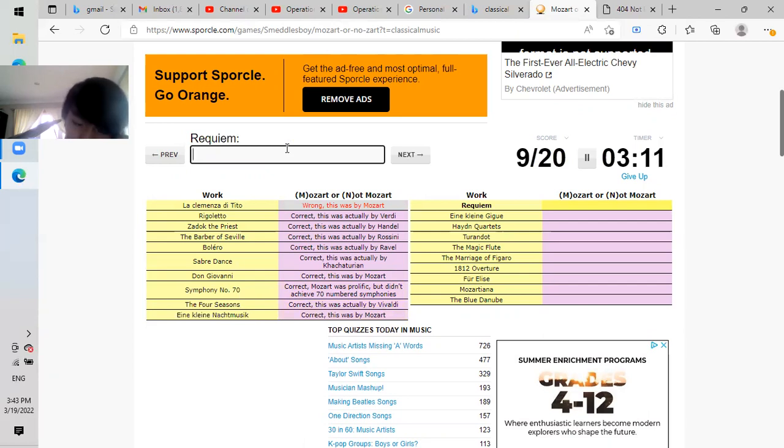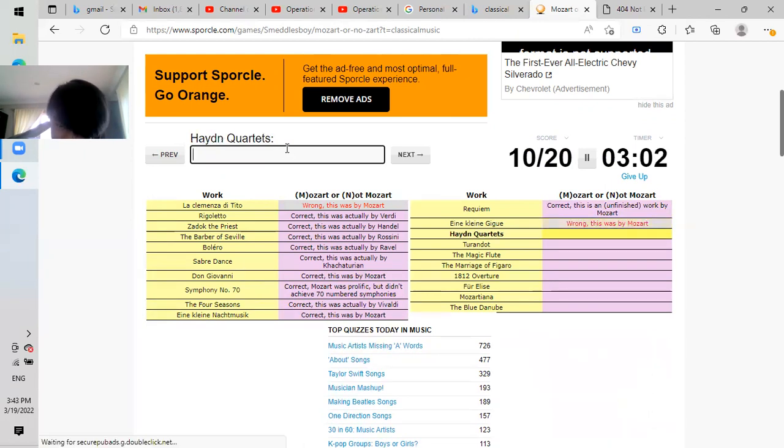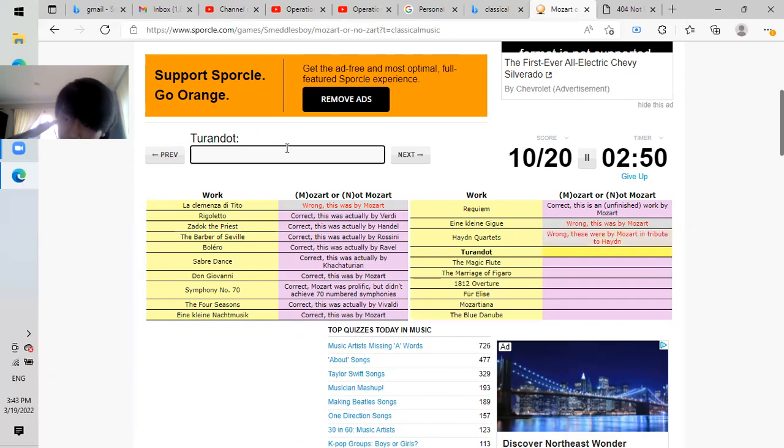It depends on which one, though, but Mozart did write a Requiem. Eine kleine Nachtmusik, I don't think so. Well, these two names are so similar, Eine kleine Nachtmusik and Eine kleine Gigue. I didn't quartets. You serious? It already gives it a name. What? It actually is? Oh, it was such a fluke. I mean, not a fluke. I mean, what a trick.